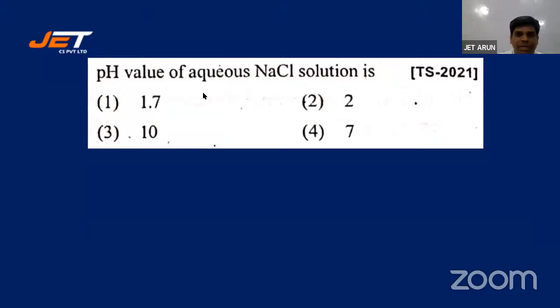pH value of aqueous NaCl solution is... If NaCl is mixed in water, what will the pH value be? Bhavana, you are giving the right answer, but tell me the option. Chetan says 2. Is it acidic? A pH value of 2 means acidic. It is definitely not acidic, right? Yes, Bhavana, you are right. Sidheksha is right.